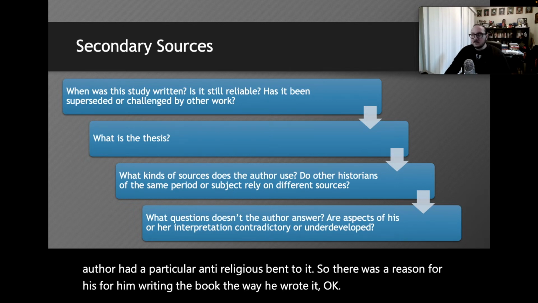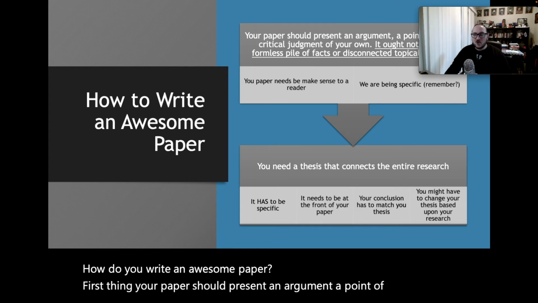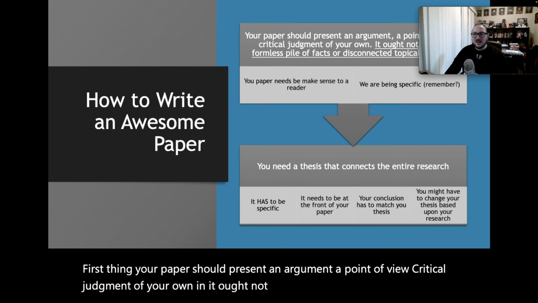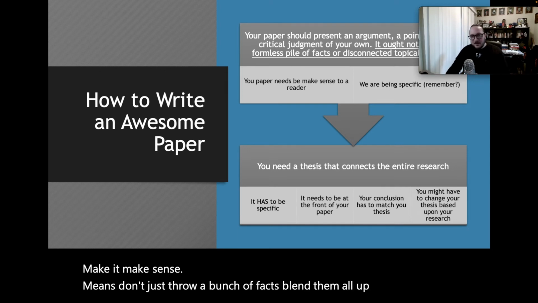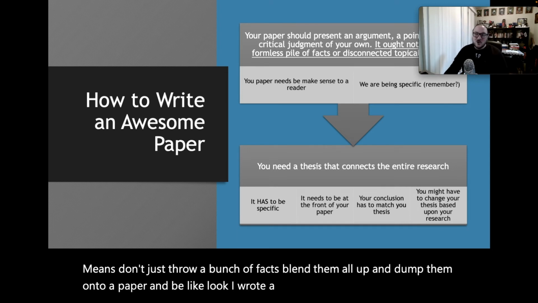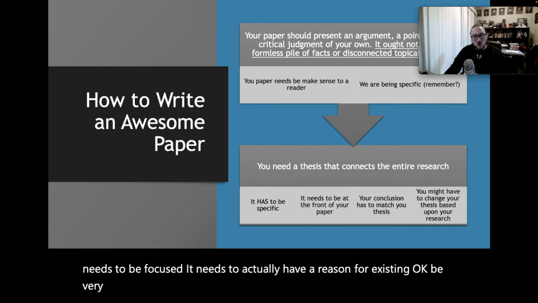All right. So, how do you write an awesome paper? Well, first thing, your paper should present an argument, a point of view, critical judgment of your own, and it ought not be a formless pile of facts or disconnected topic analysis. What do I mean? Make it make sense. I mean, don't just throw a bunch of facts, blend them all up, and dump them onto a paper and be like, look, I wrote a paper for you. Don't do that. It needs to be focused. It needs to actually have a reason for existing, okay? Be very specific as to what your goals are for the paper.